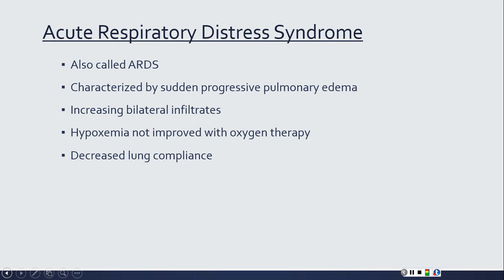And what did we say decreased lung compliance is? It's reduced ability of the lungs to do what? Expand and contract. Okay? So if you have decreased lung compliance, the lungs are not able to expand and fill with air and contract and exhale. Okay?